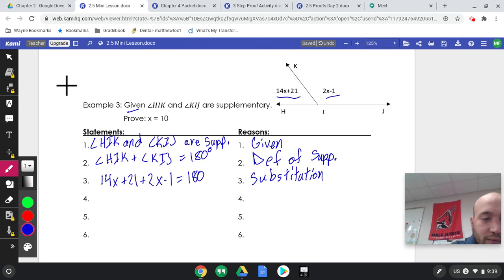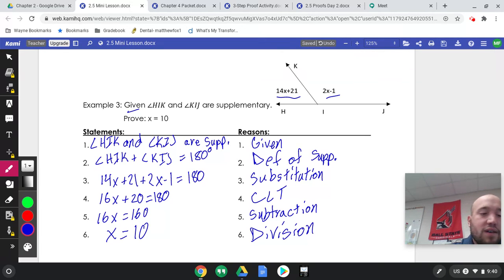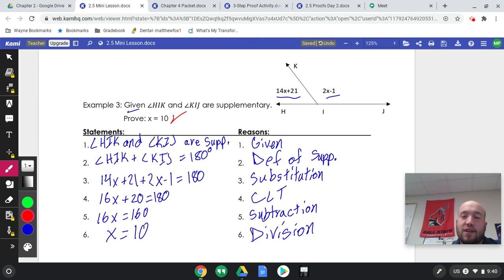Now, we're going to combine our like terms, so we get 16x plus 20 equals 180. So combine like terms, or CLT. Subtract the 20. And then our final step, we divide by 16 and we get x equals 10. We divided, so division. And that's what we wanted. So put a little check mark there if you want, just to remind yourself, yeah, we did it.